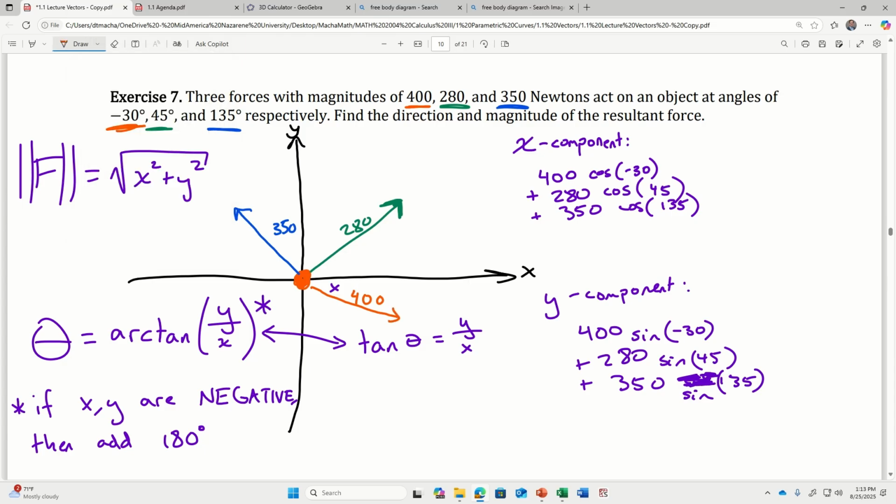Okay, so that's better. And now let's talk about what I need to fix in order to make this work right. So I've got 280 acting at 45 degrees. I've got 400 acting at negative 30. And I've got, okay, so the diagram is correct.